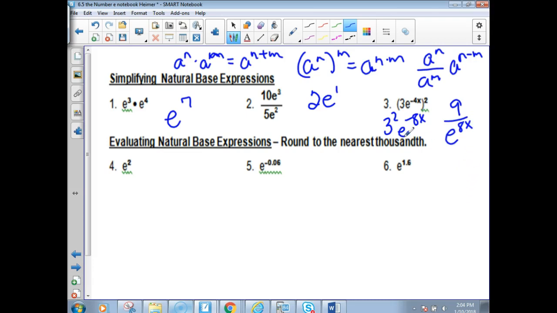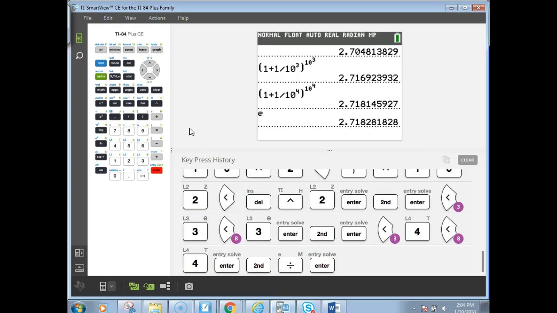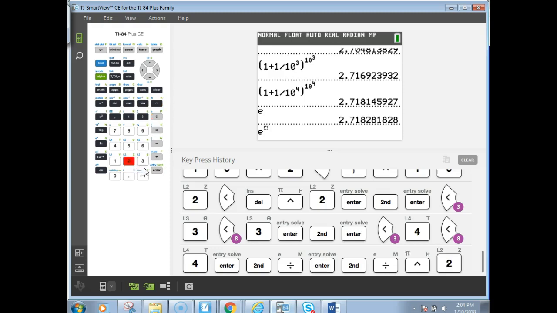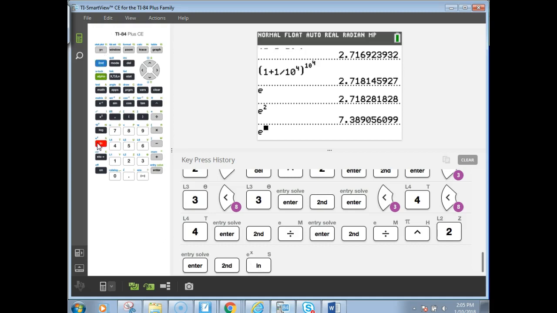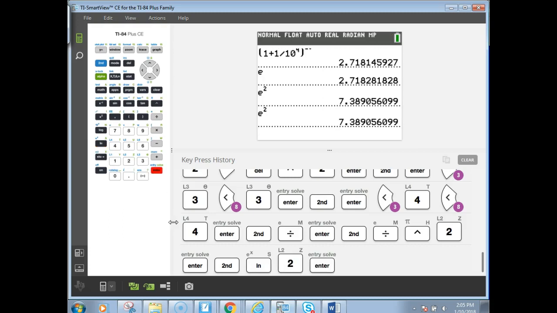Evaluating natural base expressions. This is simply pushing buttons on your calculator. Let me show you which one to use. You can type it two ways. You can do second and then the division bar and then arrow up and put in the 2. So let me show you a better way. Over here on the left-hand side where the natural logarithm ln is, the base e to the x above that, you can hit second ln button and then put in the 2 because it asks for an exponent immediately.